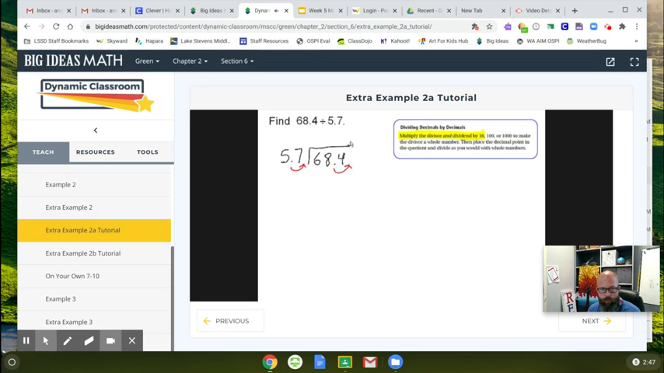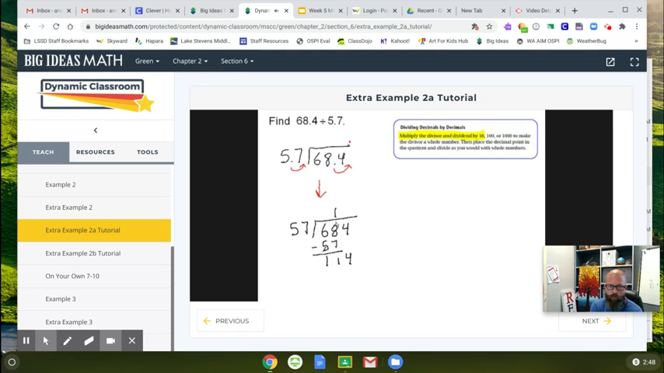Now write the decimal point in the quotient above the decimal point in the dividend. This gives you 684 divided by 57. Set up long division again with the divisor on the left and the dividend on the right. 57 goes into 68 once. 57 times 1 is 57. Subtract this. 8 minus 7 is 1. 6 minus 5 is 1. Bring down the next digit, which is 4.